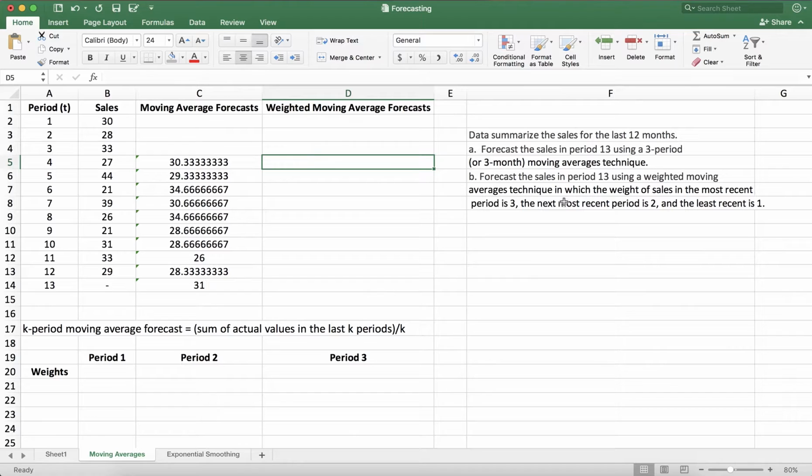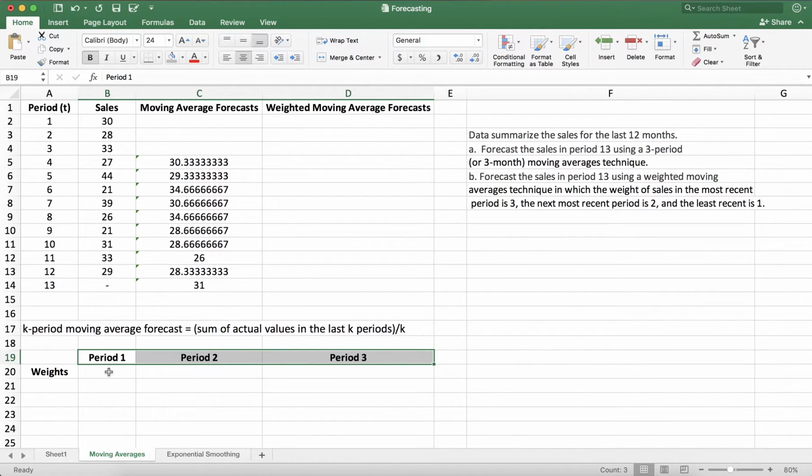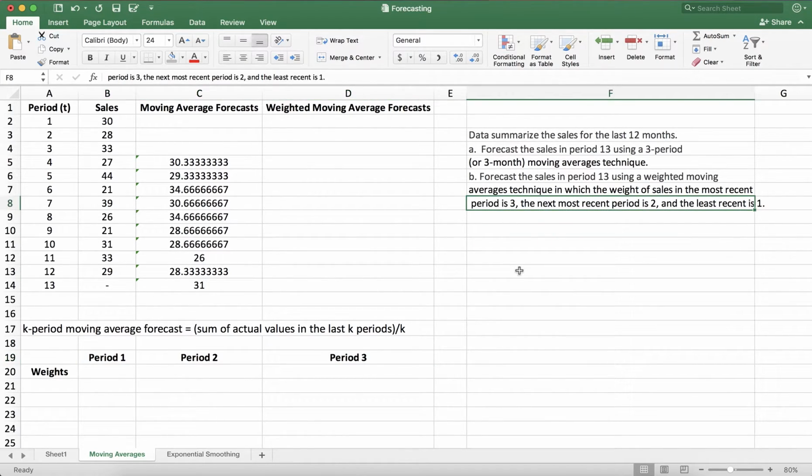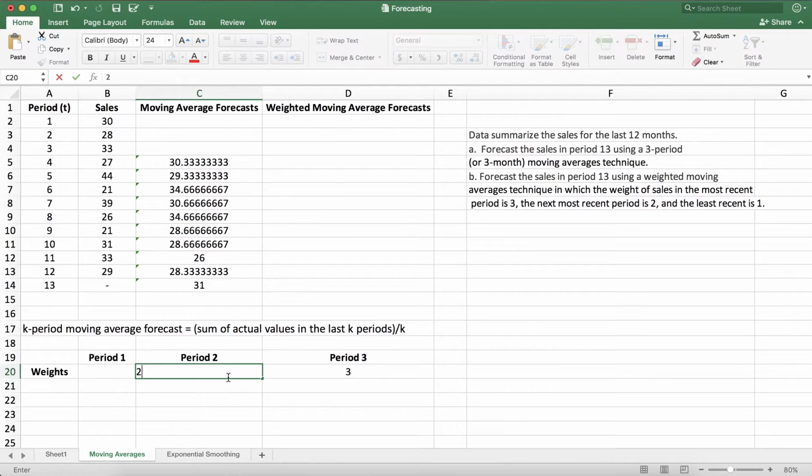So next, I'm going to put these weights into my Excel template. Okay, so I have a template at the bottom here. I have the weights and I have the time period. So I'm going to add these weights into my template. What is the weight for the most recent time period? The answer is 3, right? So period 3 is going to be 3. The next most recent is 2. And the least recent is 1.